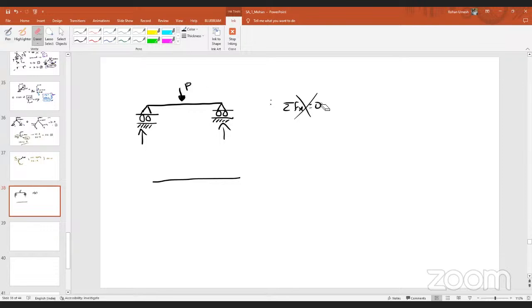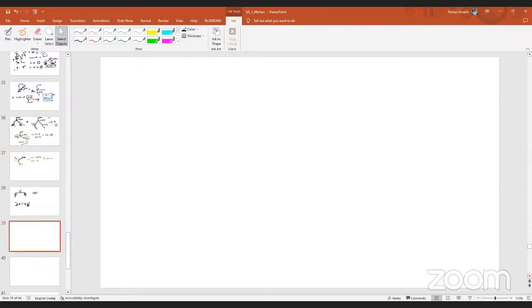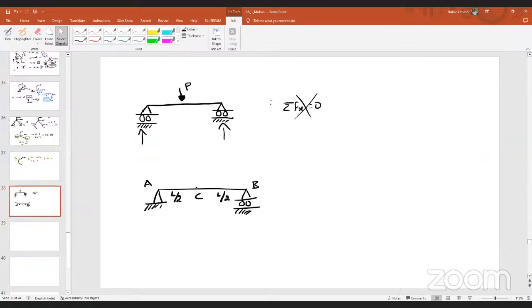Now my point is, who is the one who said it is unstable? Is it okay? Somebody saying this is indeterminate, sorry, not stable. P at C, L by 2, L by 2. Determinate or indeterminate? Determinate, sir. Yeah, determinate.